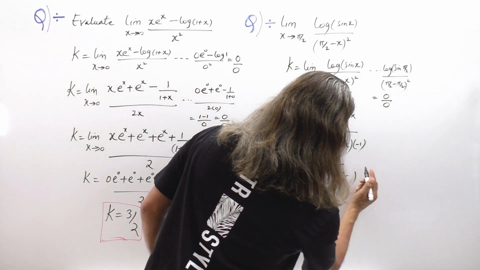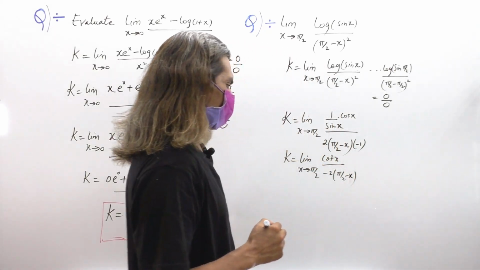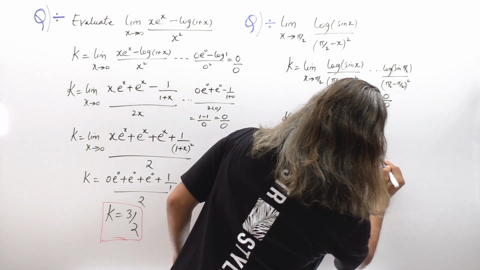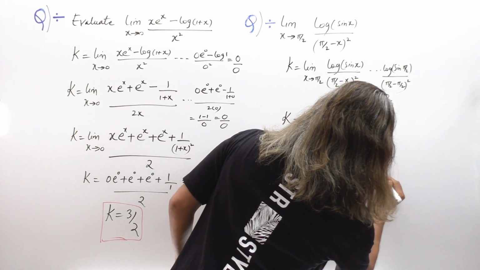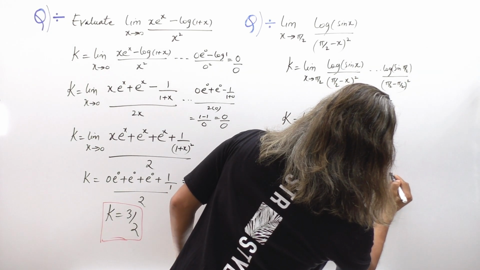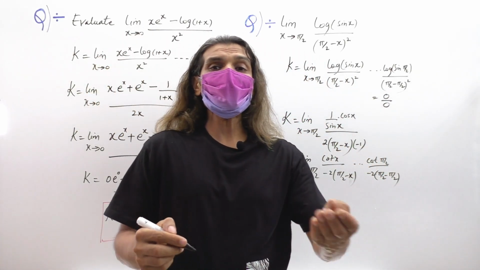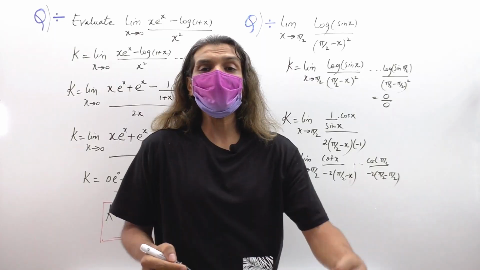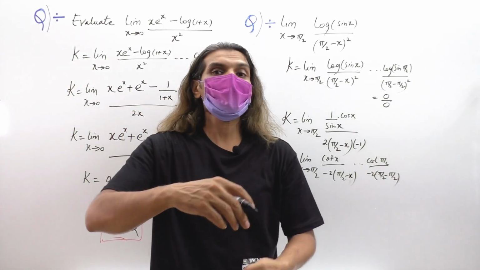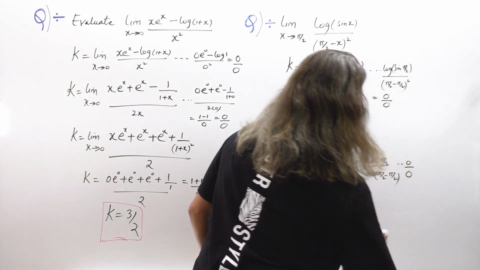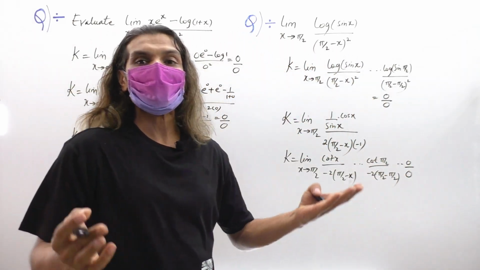Again if we apply the limit here as x tends to pi by 2, easily this will become cot of pi by 2 upon minus 2 into pi by 2 minus pi by 2. And what is cot pi by 2? 0. Tan 90 is infinity, tan pi by 2 is infinity, cot pi by 2 is the opposite of it, it is 0. So, it is 0 by 0. So, again we can happily apply the L'Hopital's rule.